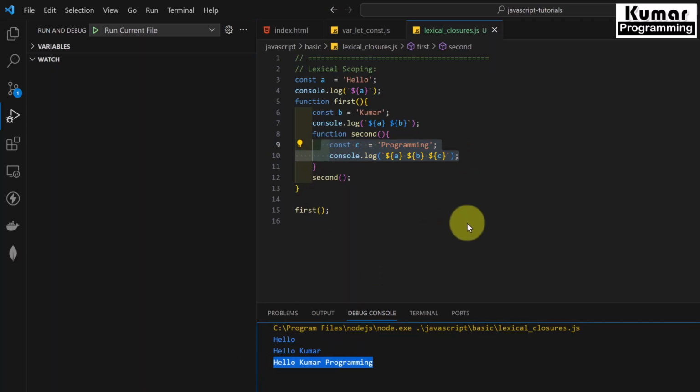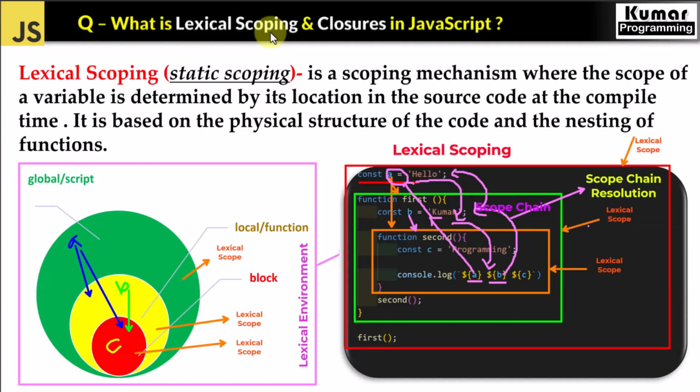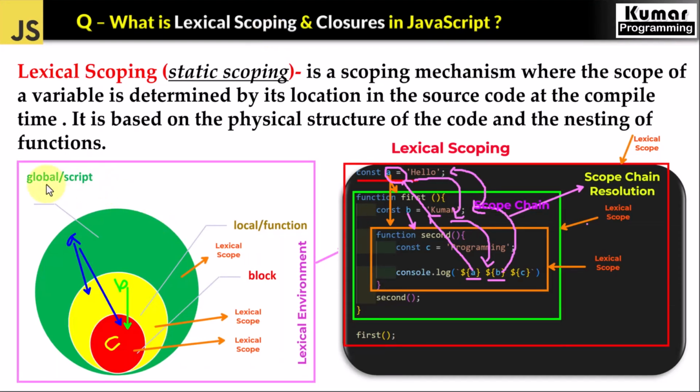It's easy, isn't it? So friends, I hope that you are understanding the lexical scoping. Now let me quickly explain it once again. We know that we have a global scope, a local scope, and a block scope, right? If any variable is declared in the global scope or parent scope, then that variable will be accessible throughout all the child scopes. Each and every scope is known as a lexical scope, and the whole environment where all the lexical scopes reside is known as a lexical environment.